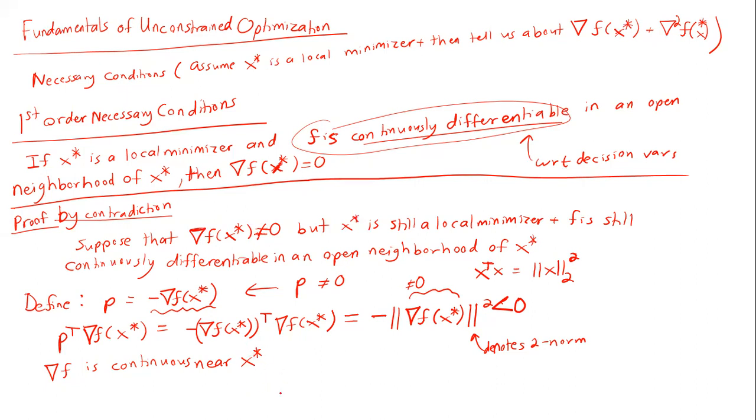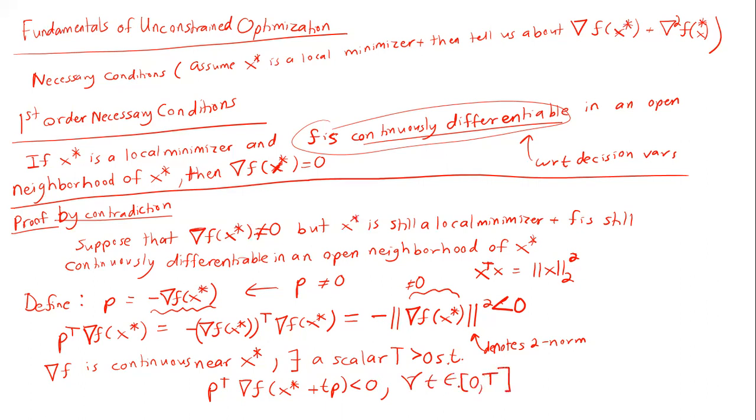And so that means that for a very small neighborhood around x star, I can still do this p transpose del f of x star plus some small amount, offsetting this vector a little bit from x star, and this should still be negative, because I'm not going to drastically change the value of del f of x star to suddenly make it equal 0. So this remains negative when I do p transpose del f of x star slightly offset. And so this means that there exists a scalar t greater than 0 such that p transpose del f of x star plus tp is negative for all t in 0 to T, where this is the uppercase T.